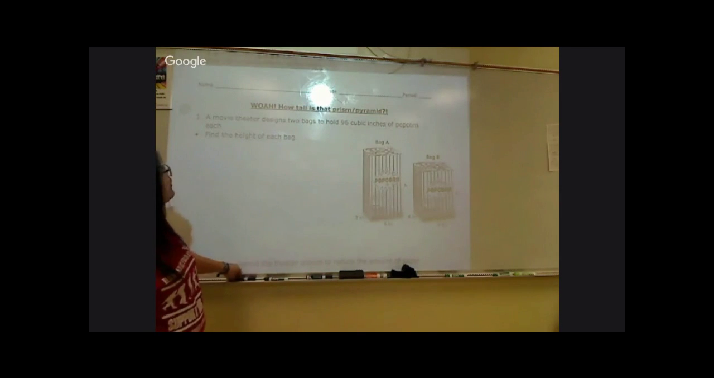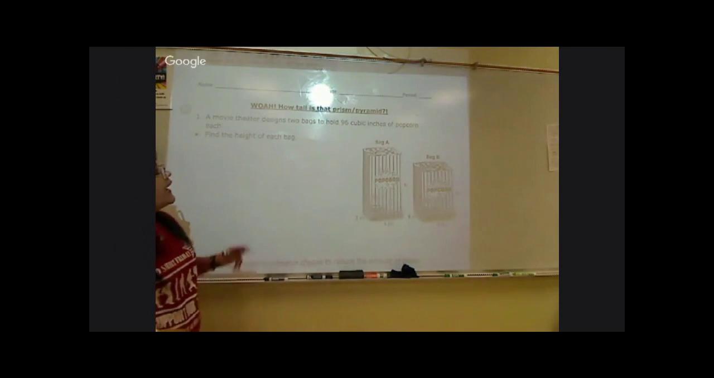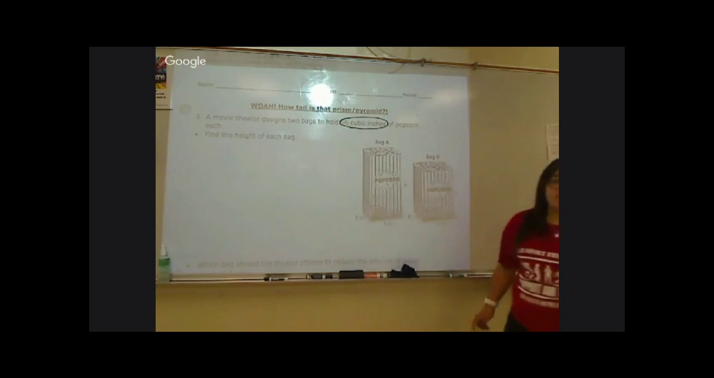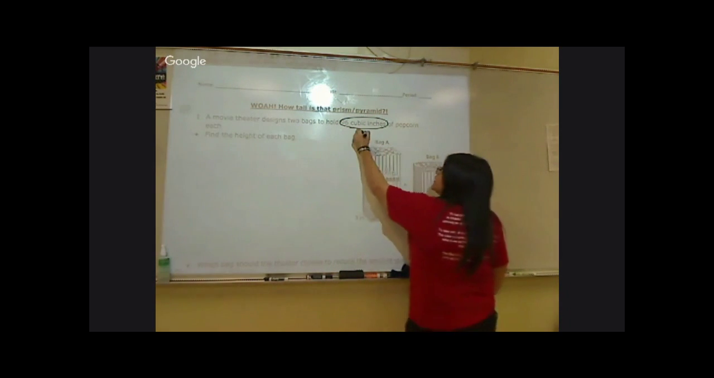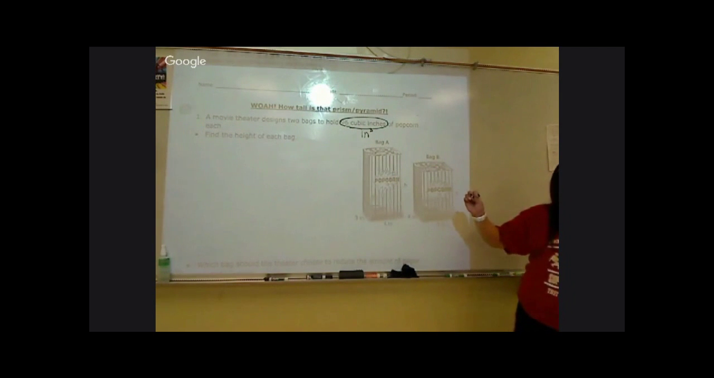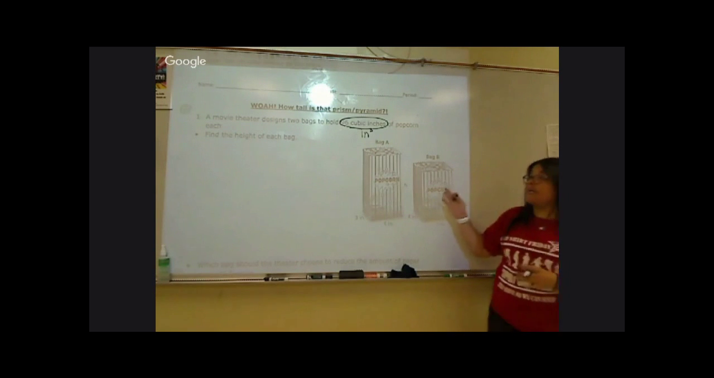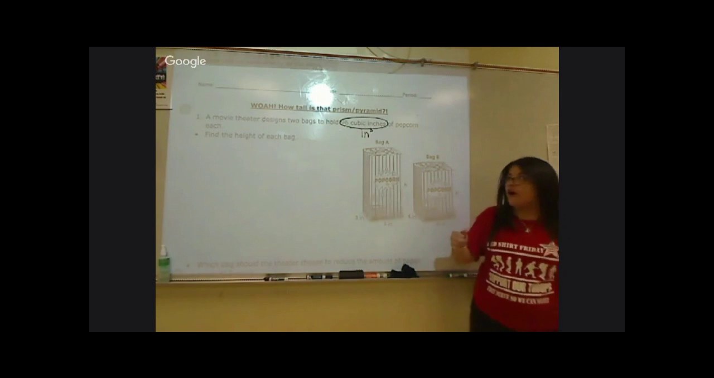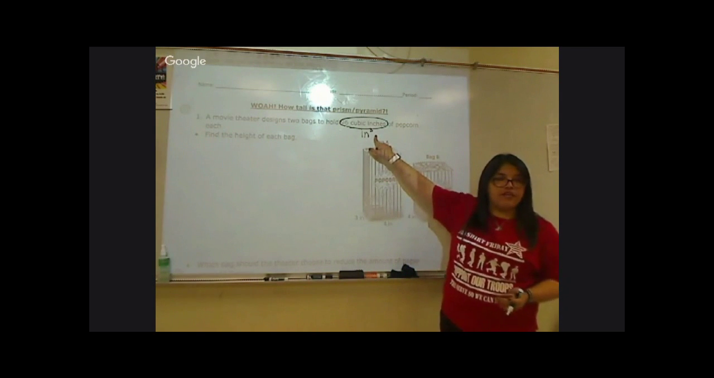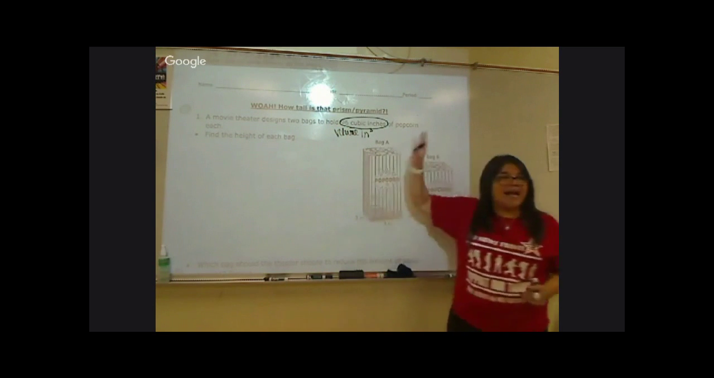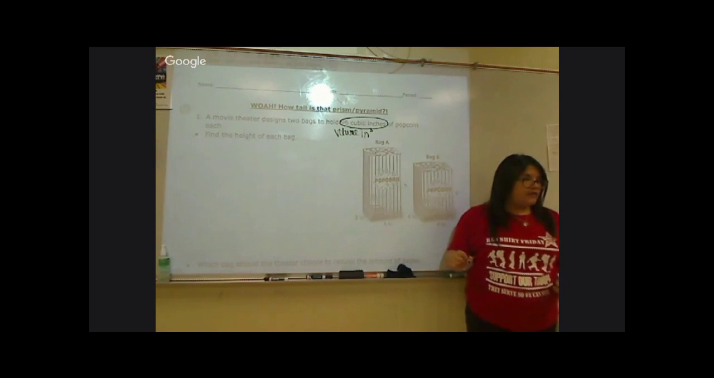If we read this first problem, it says that a movie theater has designed two bags that you see here, and they hold 96 cubic inches of popcorn each. Now that means, again, inches to the third power. If that number is inches to the third power, does that mean a dimension of my shape to me, or does that mean the volume? The volume, because our units, when we've done those answers, have always been cubed. So it's important for us to understand that that is the volume that they gave us, okay?